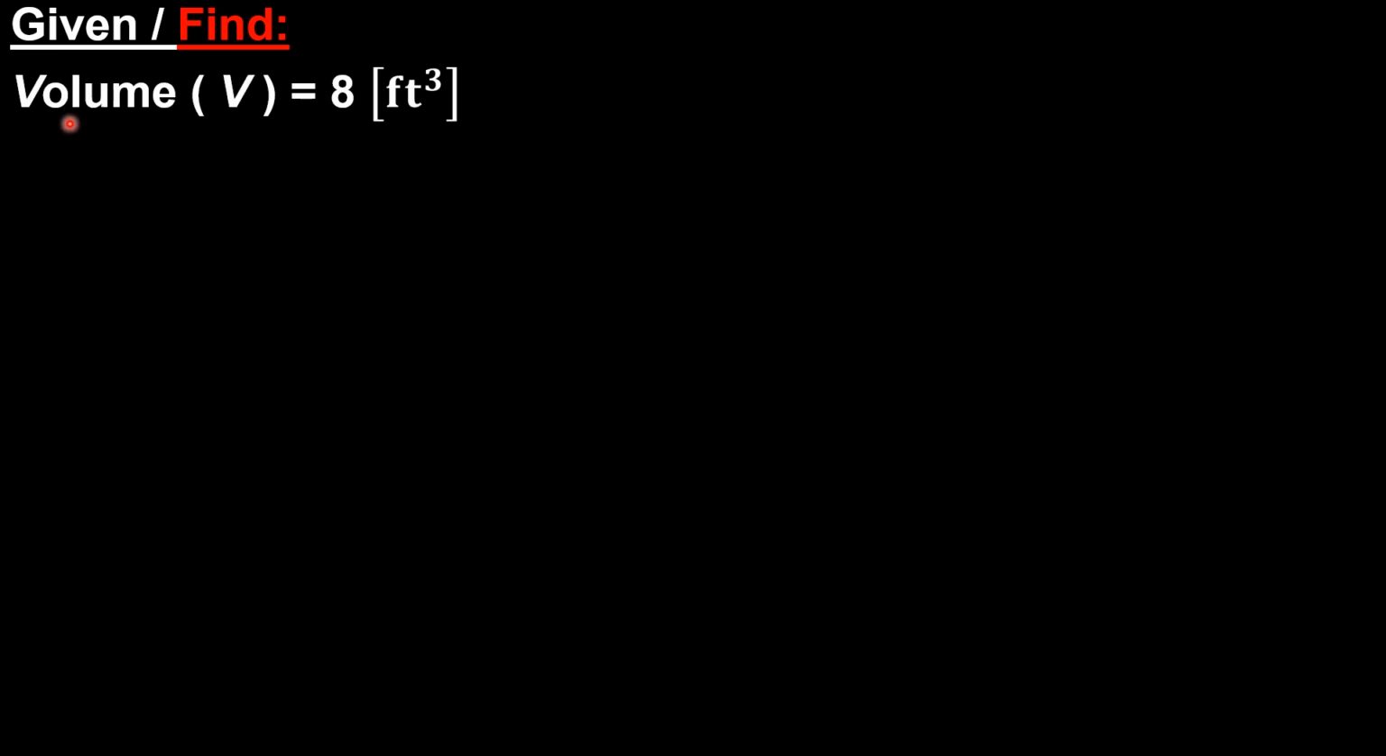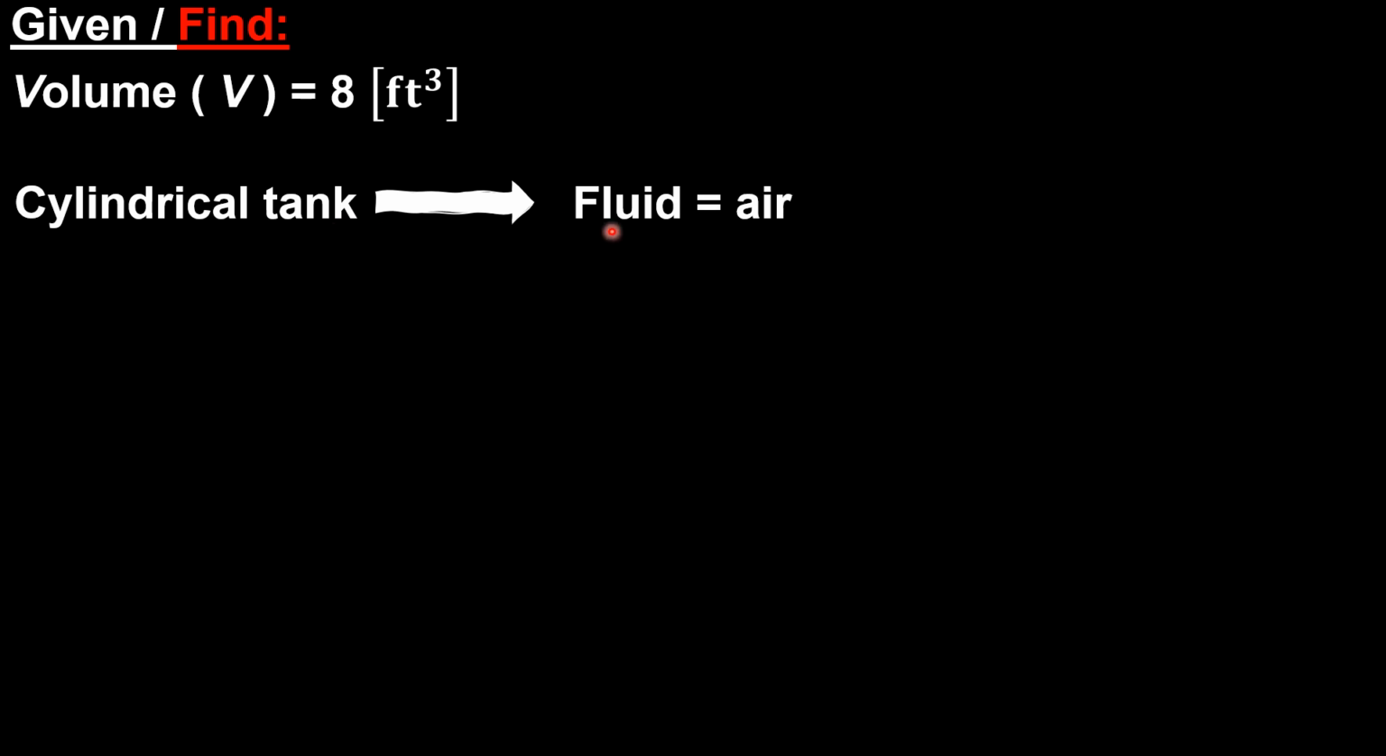Alright, so the first thing we want to do is write down what is given to us and what we need to find, so things can be clear. First, we are given a volume V of 8 cubic feet, and we have a cylindrical tank. Inside this tank we have a fluid which is air, so we're dealing with gas.